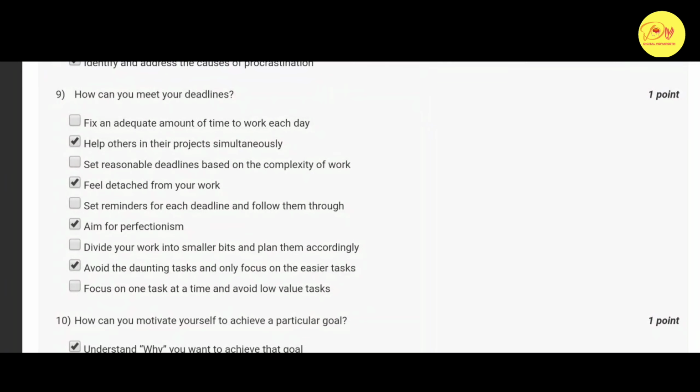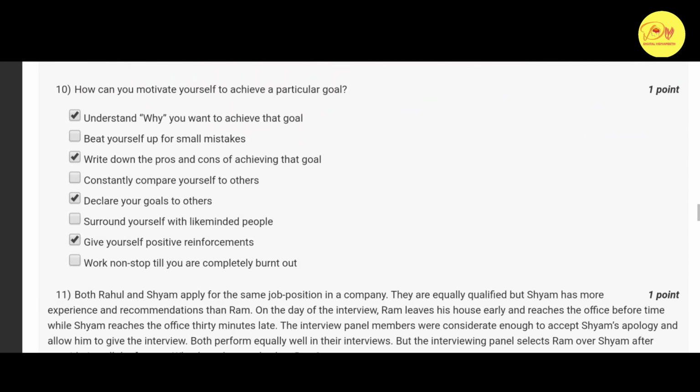Our ninth question is how can you meet your deadlines? Correct options are help others in their projects simultaneously, feel detached from your work, aim for perfectionism, avoid the daunting task and only focus on the easier tasks. Our 10th question is how can you motivate yourself to achieve a particular goal? Correct options are understand why you want to achieve that goal, write down the pros and cons of achieving that goal, declare your goals to others, give yourself positive reinforcement.